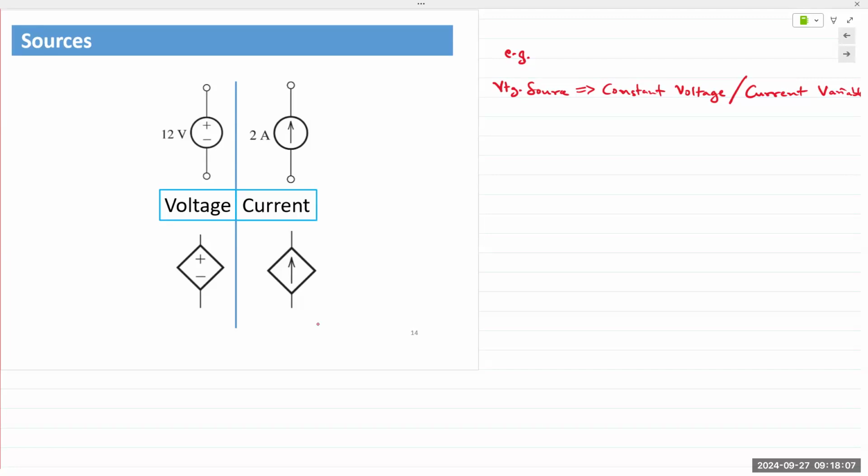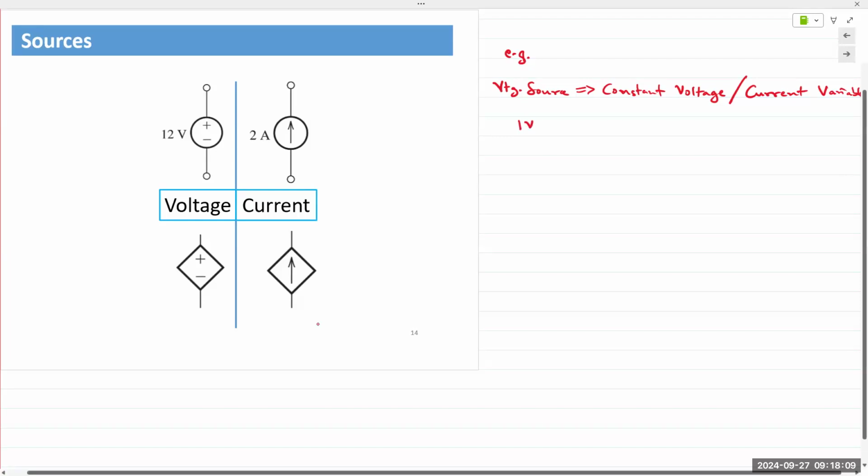So as an example, let's say you have a 1 volt source, and you connect it to a 1 ohm resistor. What is the output current? 1 amp, right? Ohm's law. How about 10 ohm resistor?